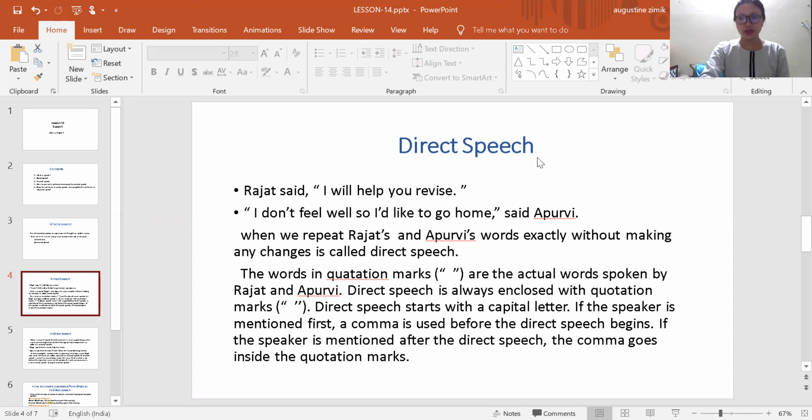What is direct speech? Let's begin by giving an example. Here, I've given you 2 examples. Rajat said, "I will help you revise." Next, "I don't feel well, so I'd like to go home," said Apurvi. I hope it is clear. Let's see. When we repeat Rajat's and Apurvi's words exactly without making any changes, it is called direct speech.